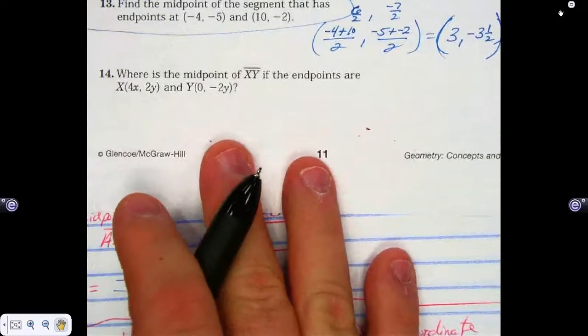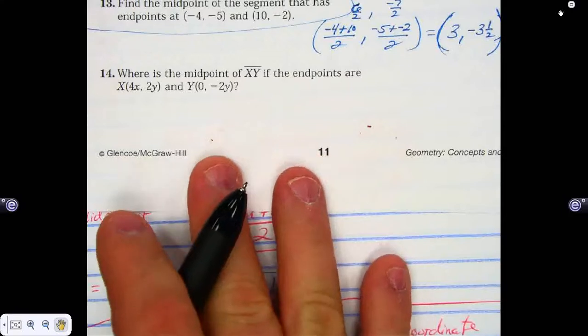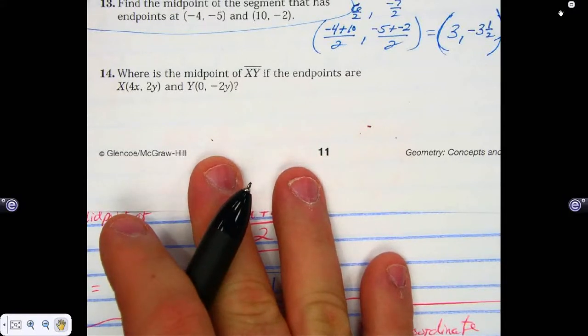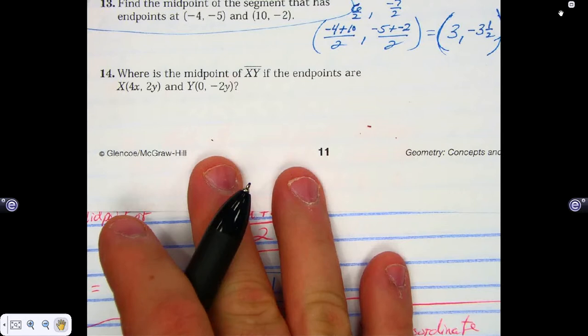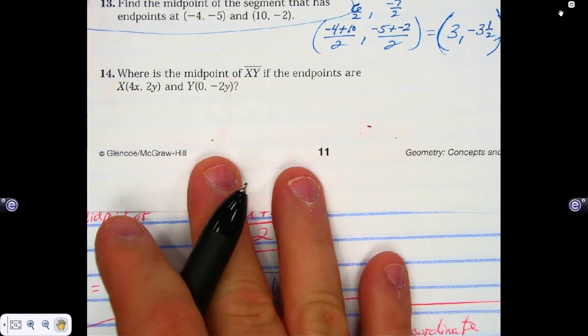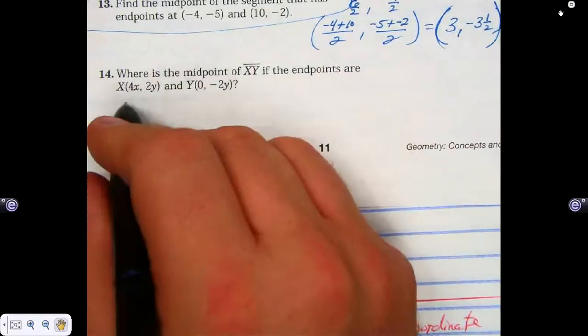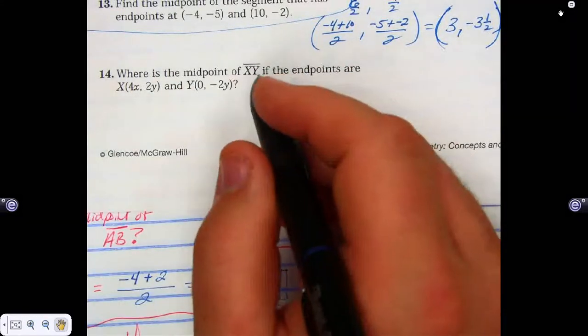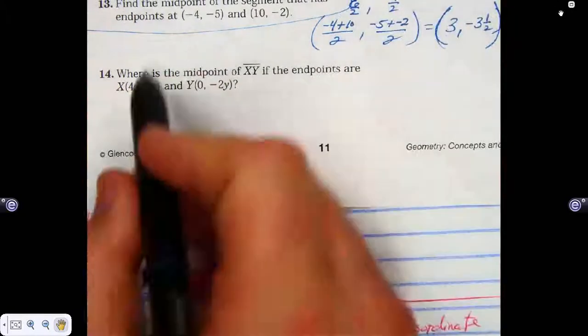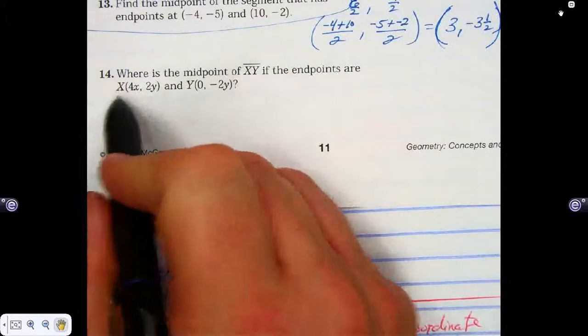Okay, 14. Is it any different? Yes, it is. When I say 99% of the time you're going to have to create an equation, this is actually the 1% that you probably don't. But in essence, is it any different? No. Did they give you 2 endpoints? Yes. Did they ask you to find the midpoint? Yes. It's no different. What you do is no different. It's just the numbers are a little uglier.